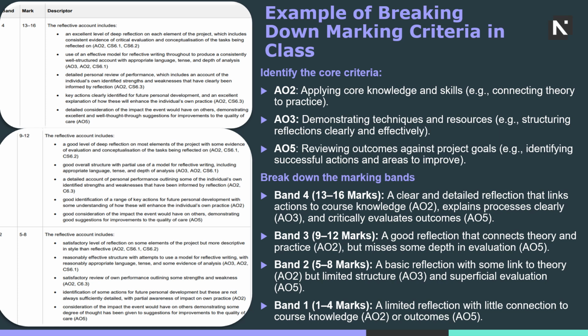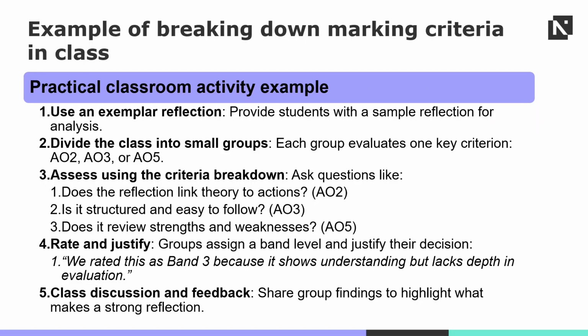Breaking down the marking criteria in this way not only clarifies expectations, but also helps students focus on critical areas for improvement. It provides them with a clear path to producing high quality reflections. This slide focuses on how marking criteria can be broken down in class to provide clarity for students. By using a practical classroom activity, we can make the assessment process transparent and guide students towards achieving higher performance. So here's how you can implement a structured activity to help students engage with the marking criteria.